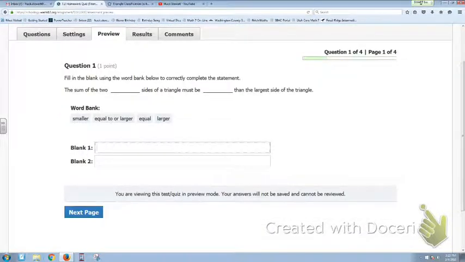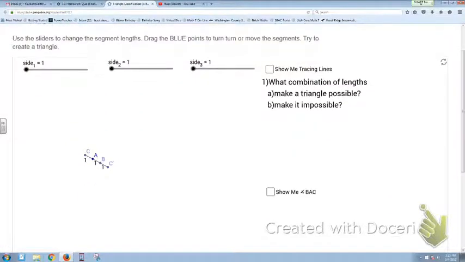So the first question reads, and I will highlight this as I go: fill in the blank using the word bank below to correctly complete the statement. The sum of the 2 blank sides of a triangle must be blank, then the largest side of the triangle. So this question is testing your understanding of the definition of side lengths of triangles. And the best thing to help you would be under your Chapter 7 Computer Discoveries activities. There was an activity we did in class that involved side lengths.